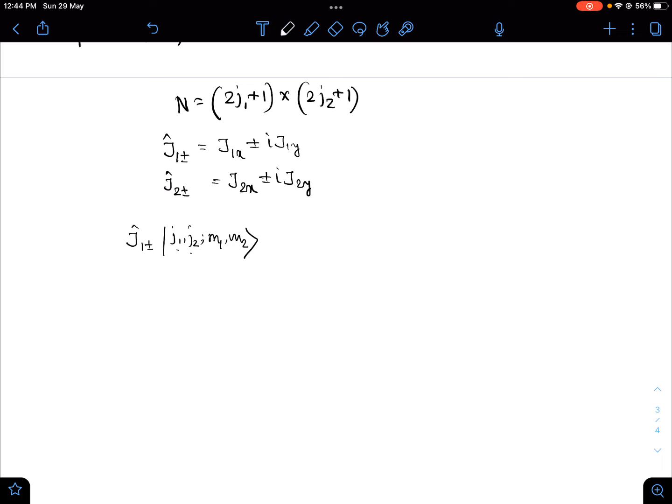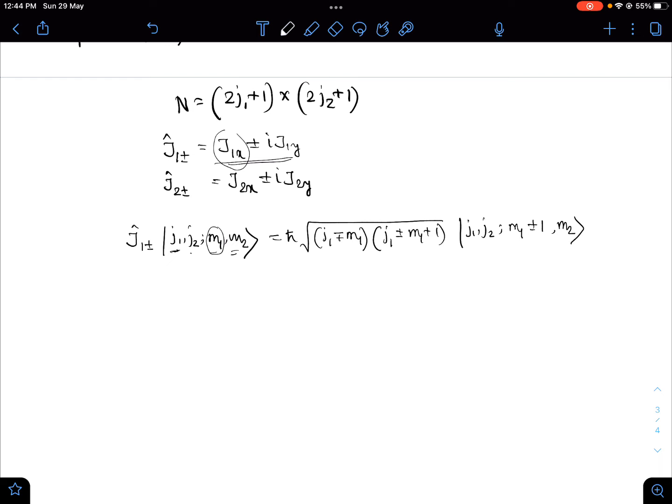We know that j1 and j2 are independent, so this term will only act on the j1, m1 subspace, and it will have the value ħ root under (j1 ∓ m1)(j1 ± m1 + 1). Since it only acts on the j1 subspace, it will only change the value of m1. It will not affect the value of m2. So we will have the state |j1, j2, m1 ± 1, m2>, with m2 the same.